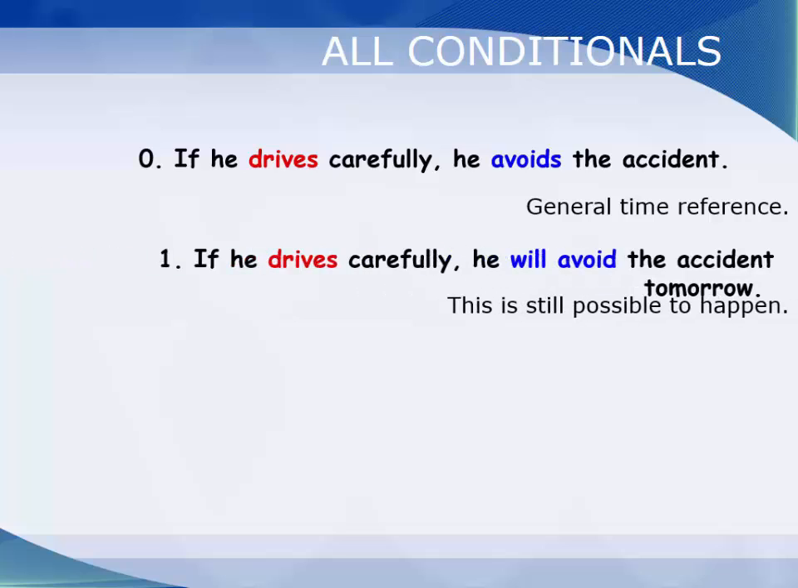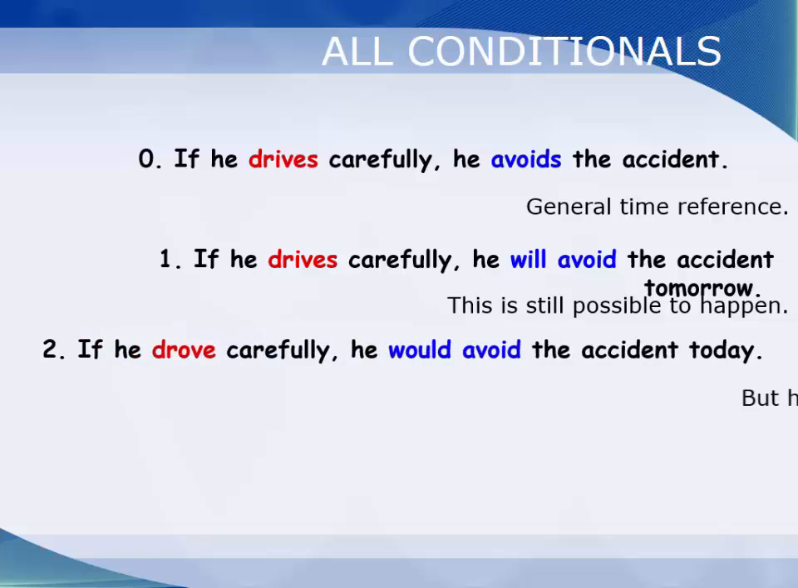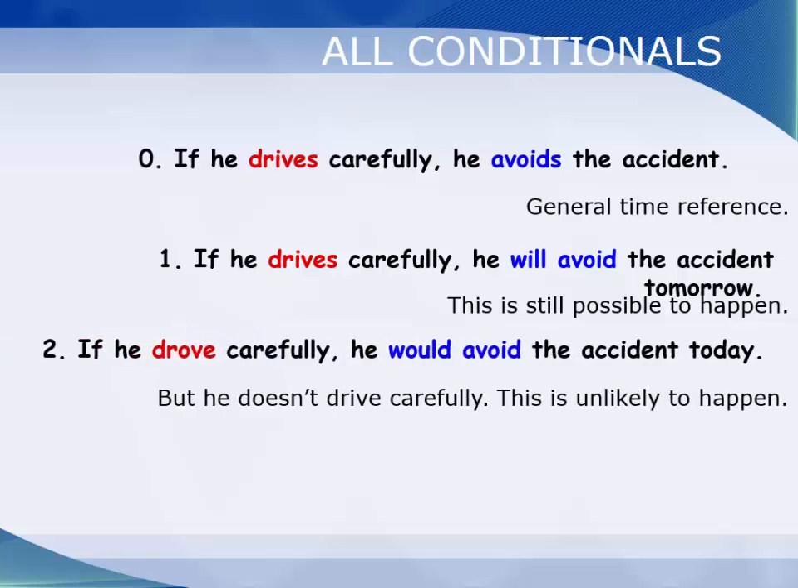Then the first conditional: If he drives carefully, he will avoid the accident tomorrow. This is still possible to happen. The second conditional: If he drove carefully, he would avoid the accident today. But he doesn't drive carefully. This is unlikely to happen.